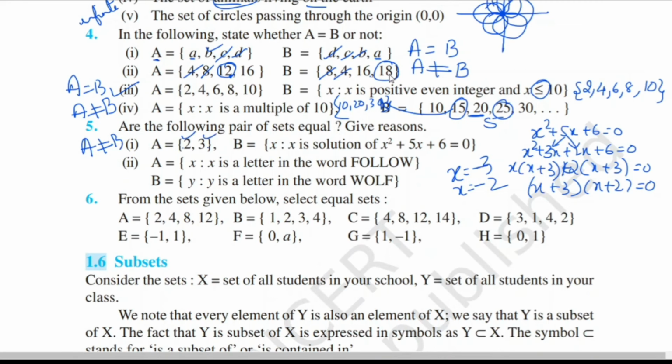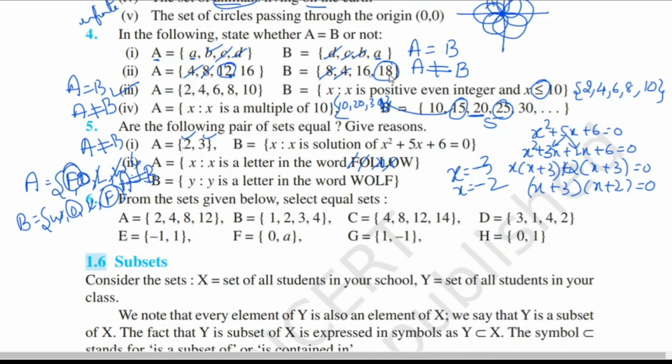So no. In the second one, x is such that x is a letter of the word follow. Okay. Let us write A over here. A equal to, I'll write F one time, F, then O, L one time. L already written, O already written, yes. So this is follow. B will be, okay, W, O, L, F, all one time. F is here, O is there, yes, all are there, all the same letters. So A is equal to B.